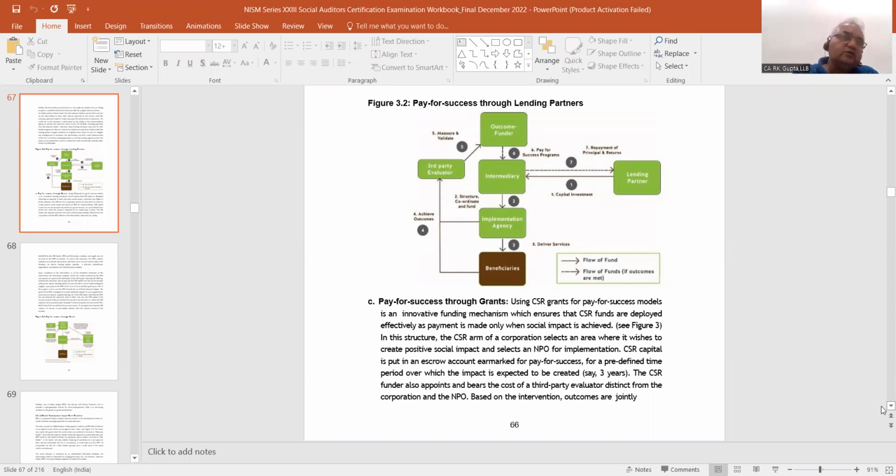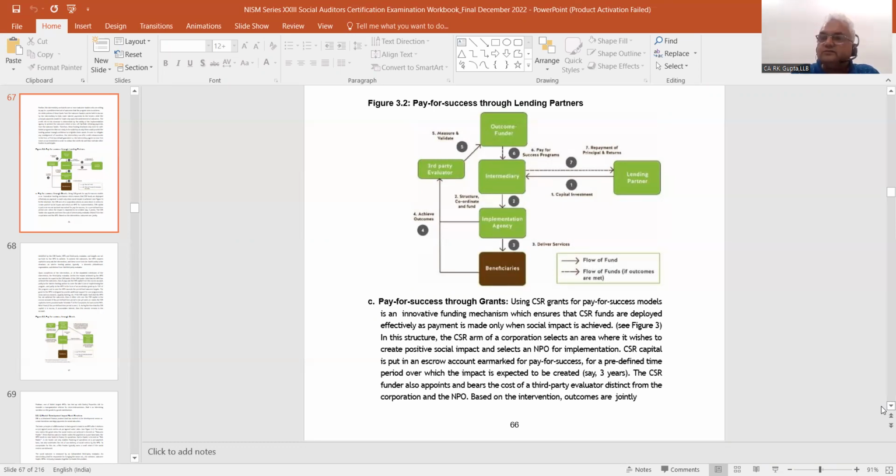And the NPO is saying that, okay, they will work in, say, upliftment of poor people over a period of 3 years. Then this money, which is being given through CSR grant, will be put in the escrow account, and it will be released only when you are able to demonstrate the social impact.